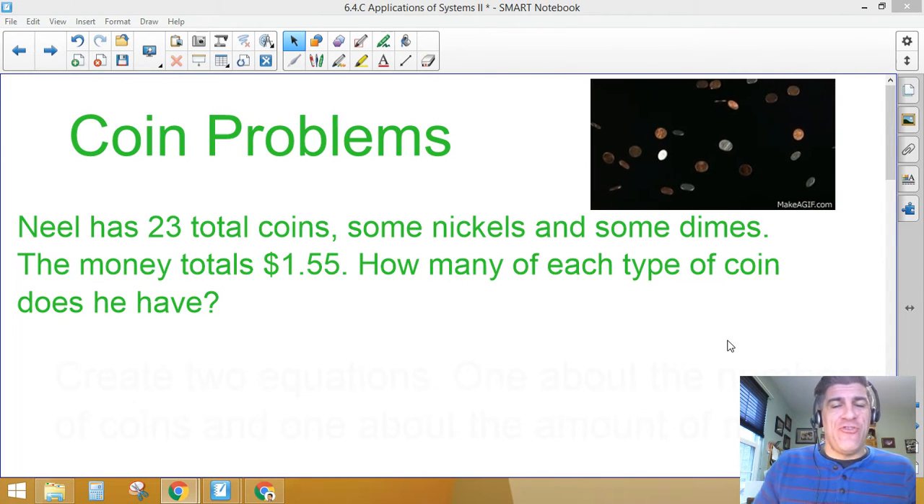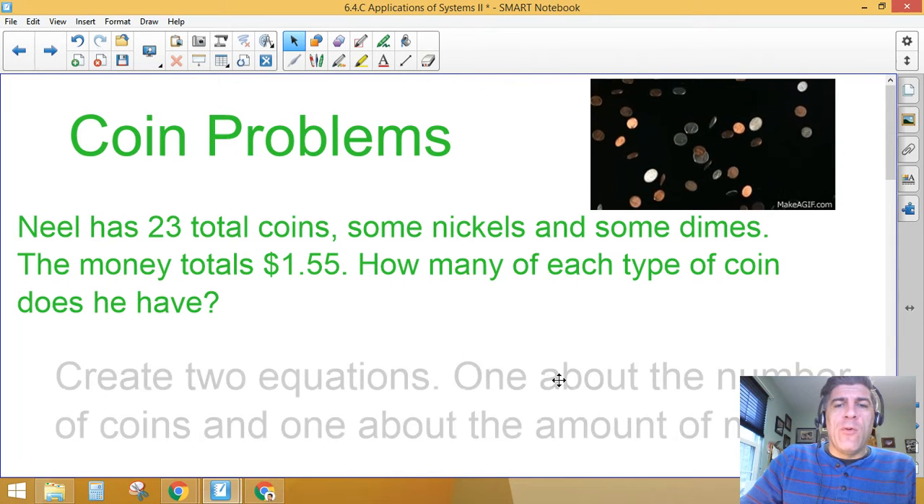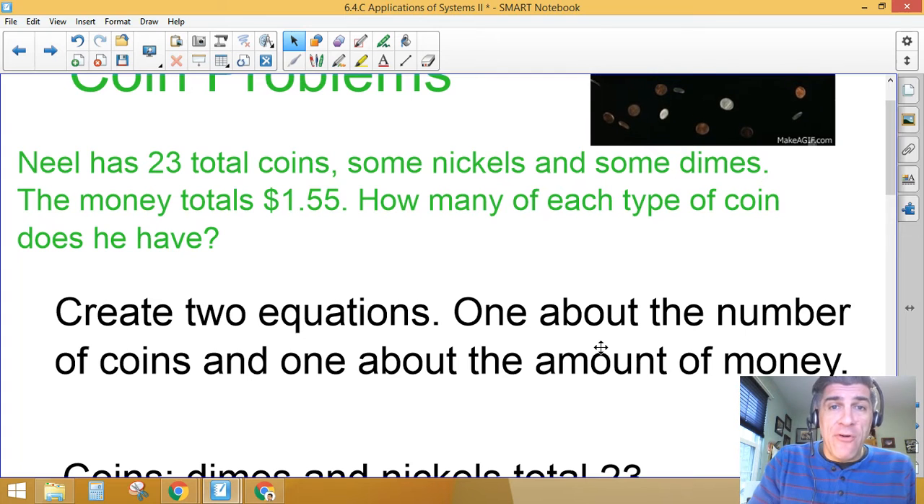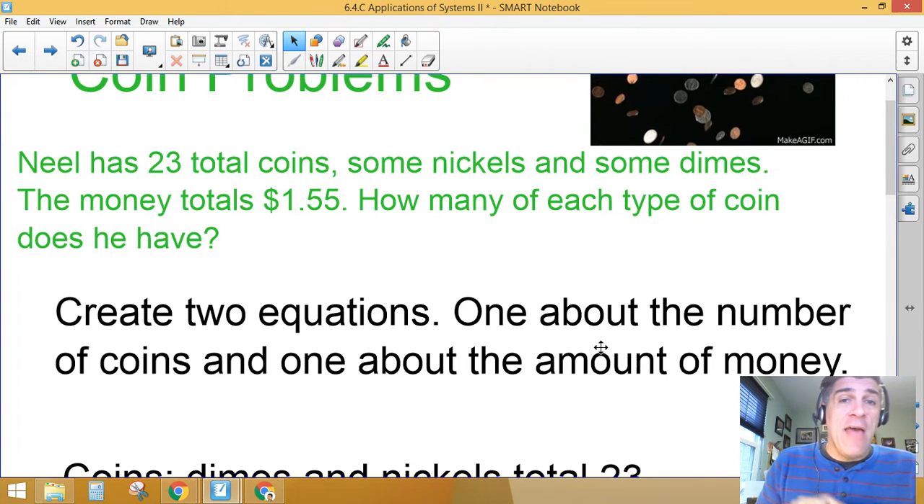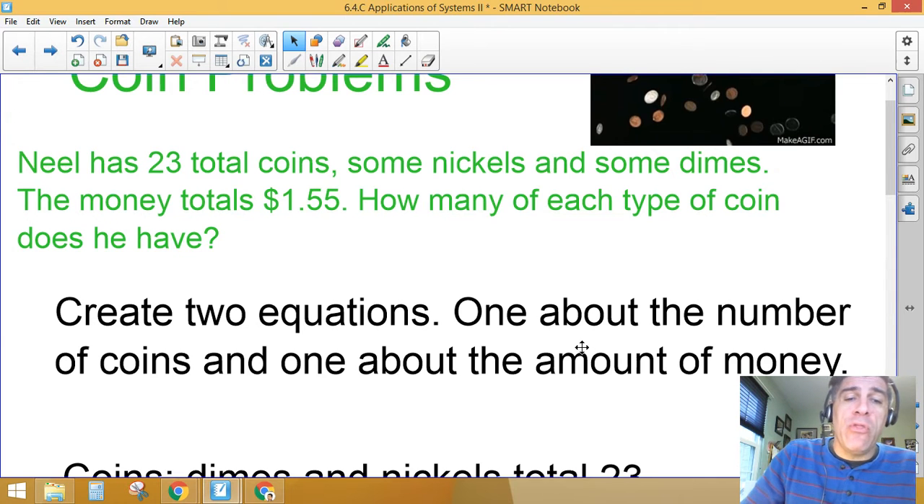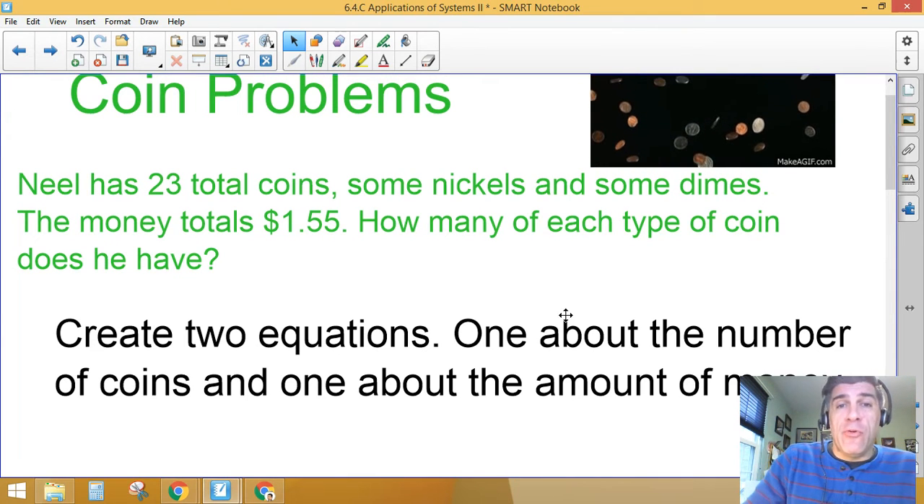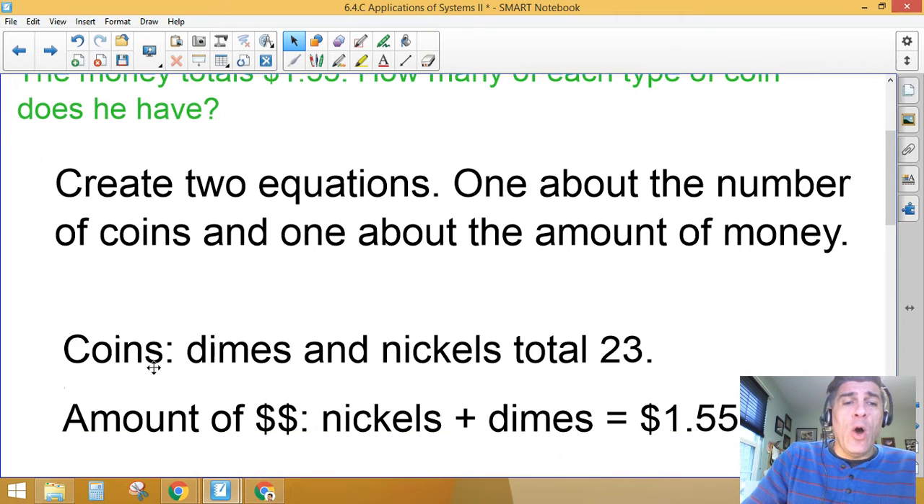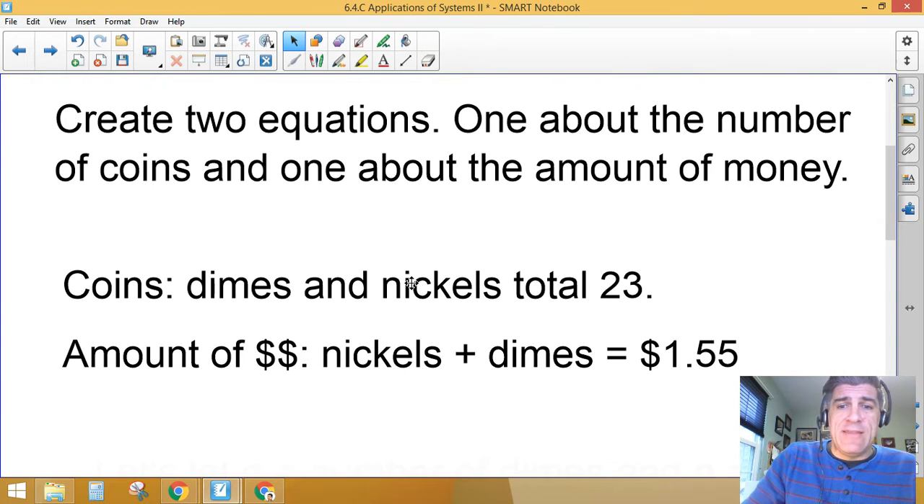I don't want you to guess and check. All right. What we want to do is create two equations. One of those is about the number of coins Neil has, and the other one is the amount of money he has. They're different, but they both need to use the same variables. And I'm not going to use X and Y in this case. We know that the number of coins, he has dimes and nickels, total 23. We know that if we add the nickels amount plus the dimes amount, we get $1.55.